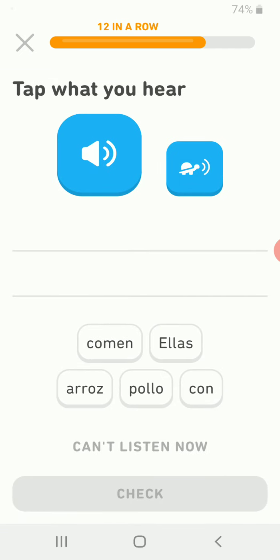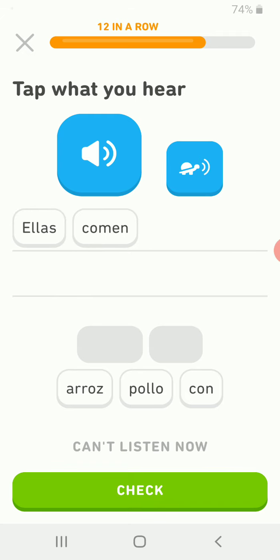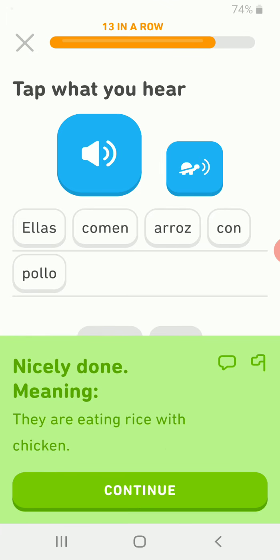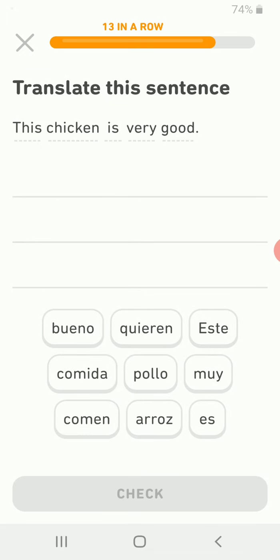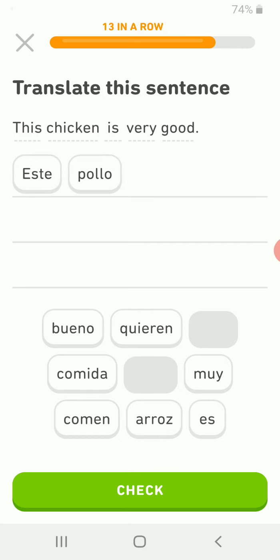Ellas comen arroz con pollo. Ellas comen. So this is how you conjugate the verb comer, to eat. Arroz con pollo, sorry. A chicken, rice with chicken. And this chicken is very good. So chicken is pollo. This chicken, it's not esta, it's not esto. Well, I wonder why it's not esto. It could have been esto, but pollo is masculine, so este. Este pollo.